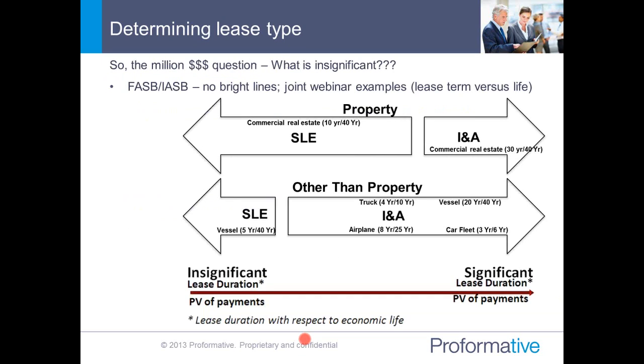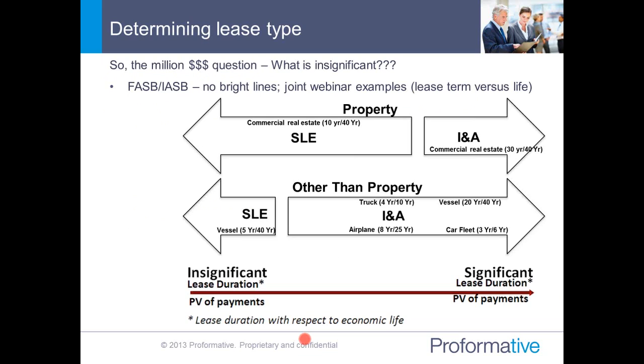This is straight from one of the FASB webinars that show how you make the decision as to what's significant or insignificant for other property, which is equipment, or for property, which is plant and property.